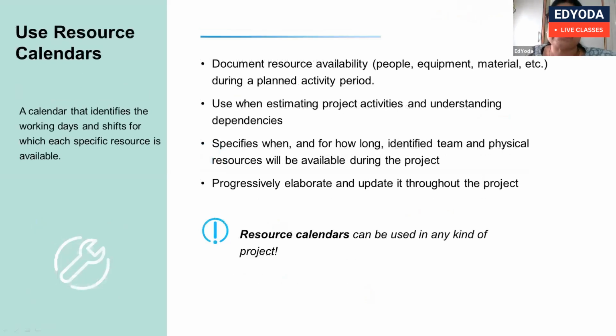Use calendar, resource calendar. What is resource calendar? Basically, when what will be available, in case of human resources, leave. Okay, all these details. Document resource availability, people, material, etc. during a planned activity period. You know, our normal calendar, attendance calendar, same way the physical equipment calendar also there. You can mark it. Use when estimating project activities and understanding dependencies.